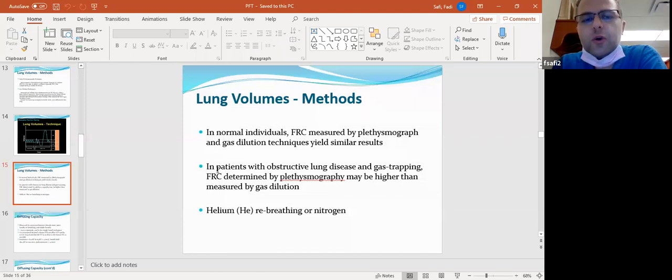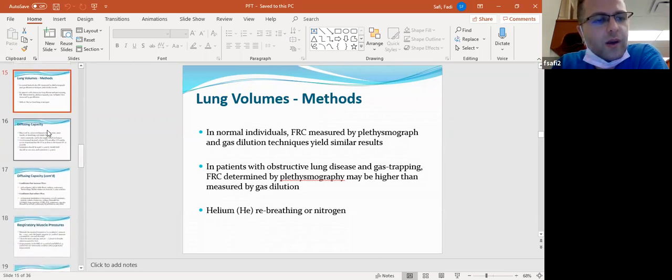In normal individuals, functional residual capacity measured by plethysmography and gas dilution yield similar results. In patients with obstructive lung disease, such as emphysema and gas trapping, the functional residual capacity determined by plethysmography is higher than that measured by gas dilution. And I'll explain to you why. Because the bullae, you can measure from outside, that makes the volume high. The difference between both measurements, we call it trapped gas, which is the gas that you cannot diffuse air through, or you cannot expire. We call it trapped gas.